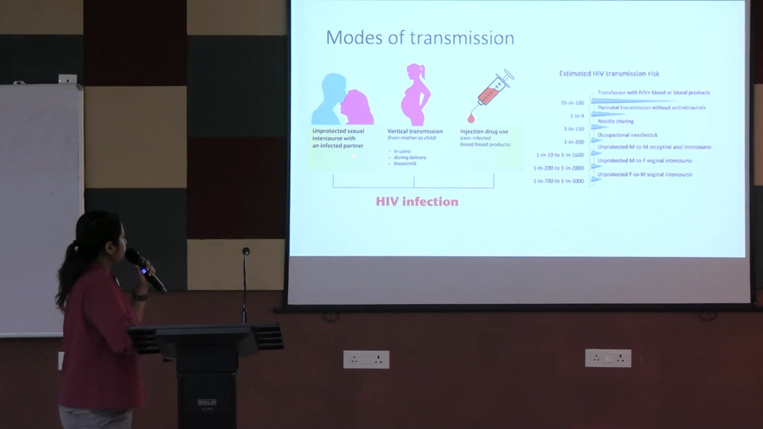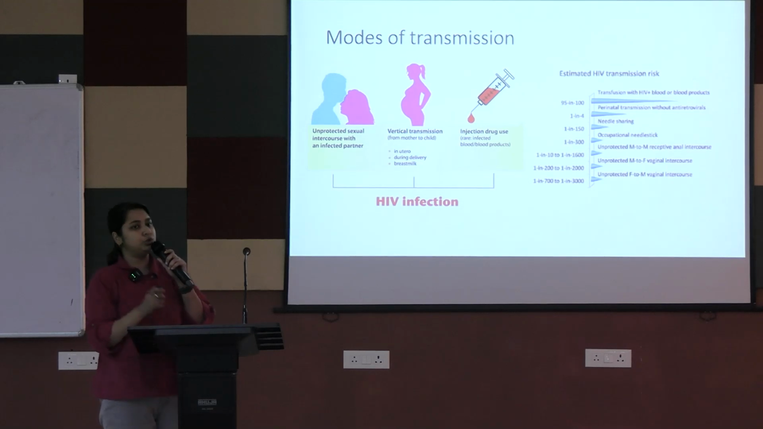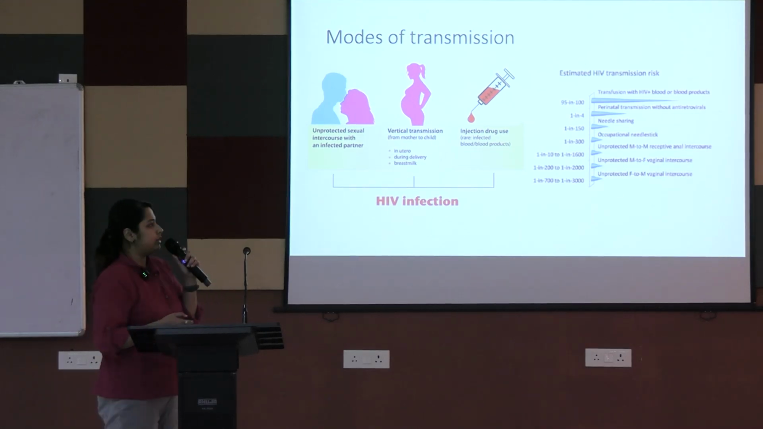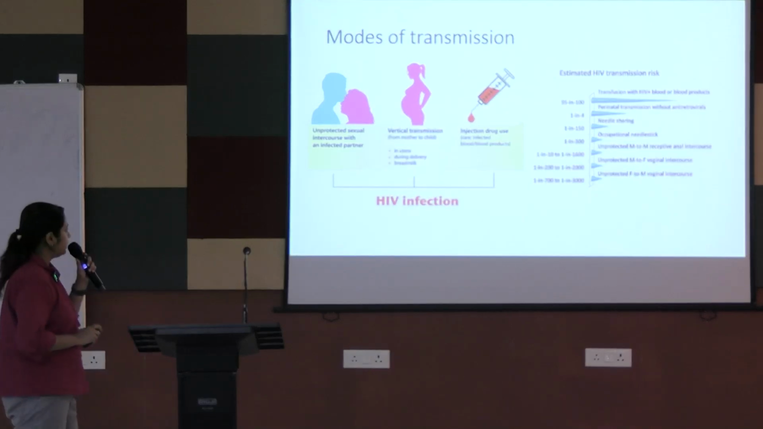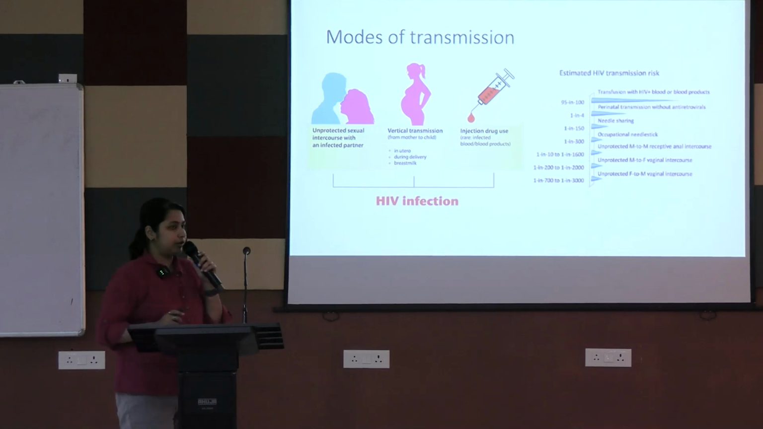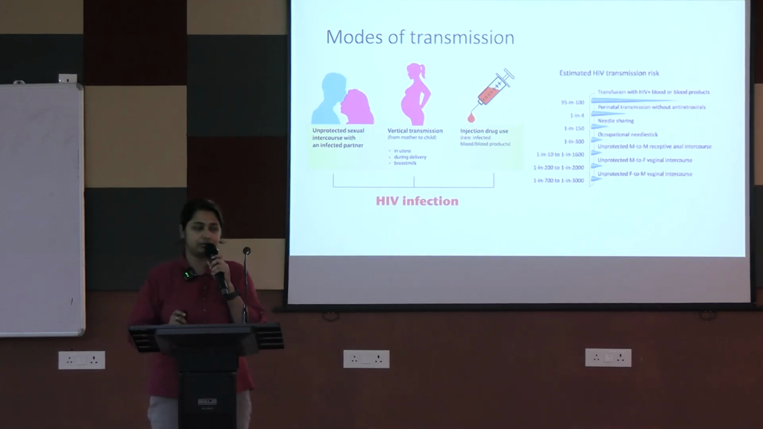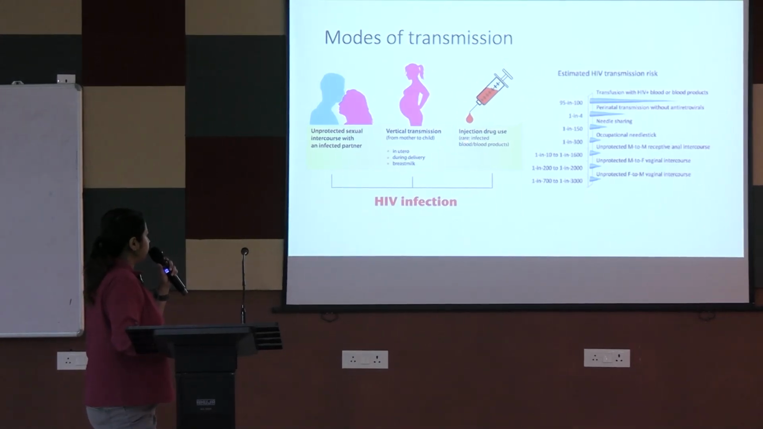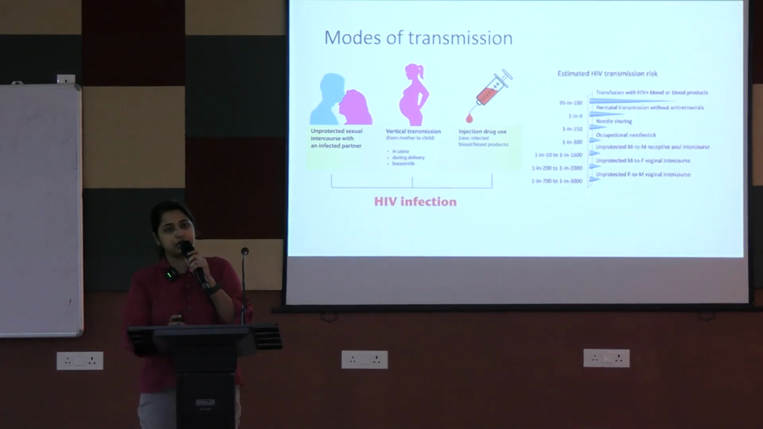That is unprotected sexual intercourse with an infected partner. There can be vertical transmission, meaning mother to child transmission. How is it transmitted from mother to child? In utero, within the uterus, it can be transmitted. During the delivery, that is vaginal delivery, it can be transmitted. And while feeding breast milk also it can be transmitted. And then injection drug use. Rarely, infected blood or blood products. In that way also it can be spread.